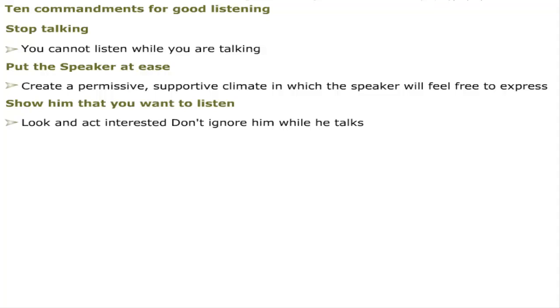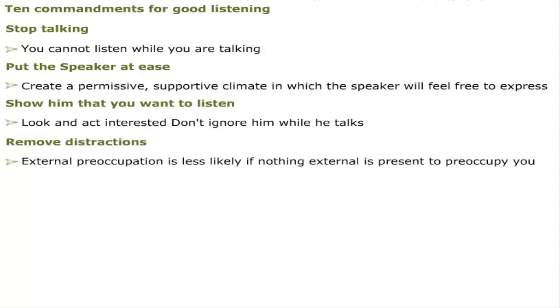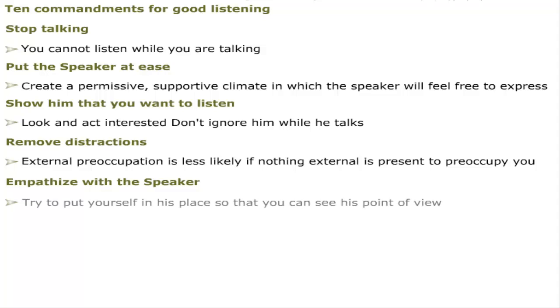Listen to understand rather than to reply. Remove distractions. External preoccupation is less likely if nothing external is present to preoccupy you. Empathize with the speaker. Patience makes you sober and worth speaking to. Try to put yourself in his place so that you can see his point of view.